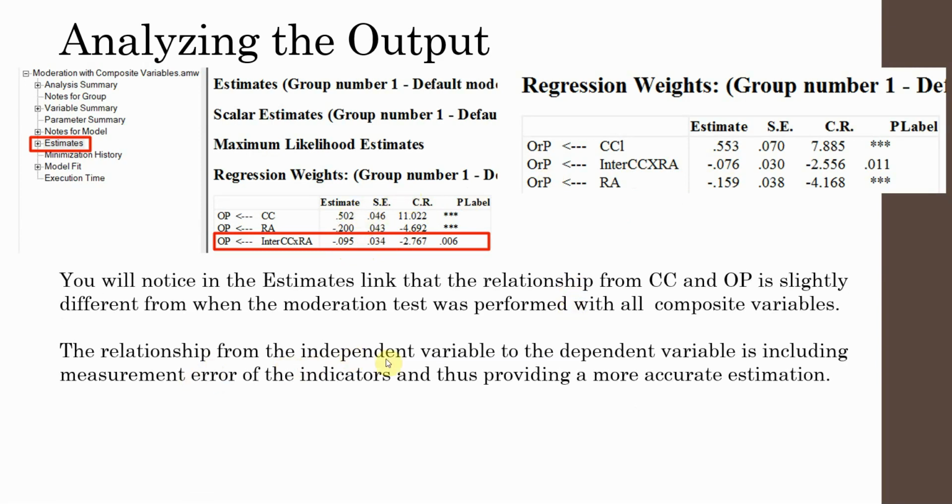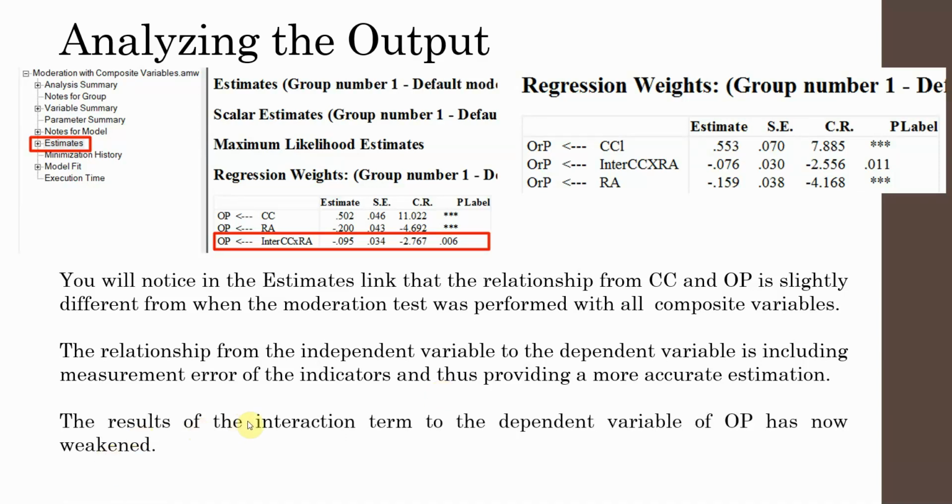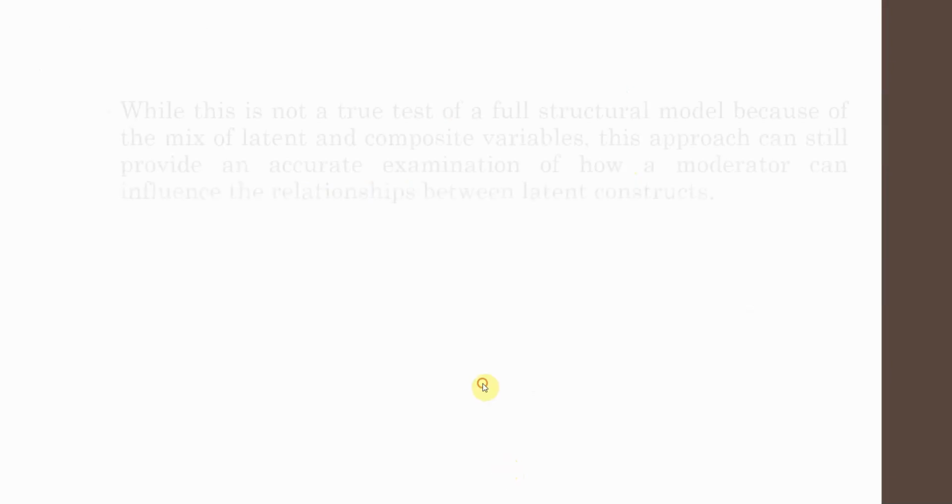The relationship from the independent variable to the dependent variable includes the measurement error of the indicators. So you've got the indicators from IV to DV. That's why it is giving a more accurate estimation. The results of the interaction term to the dependent variable OP have now weakened, although it is still significant. So RA is moderating the relationship between collaborative culture and organizational performance.